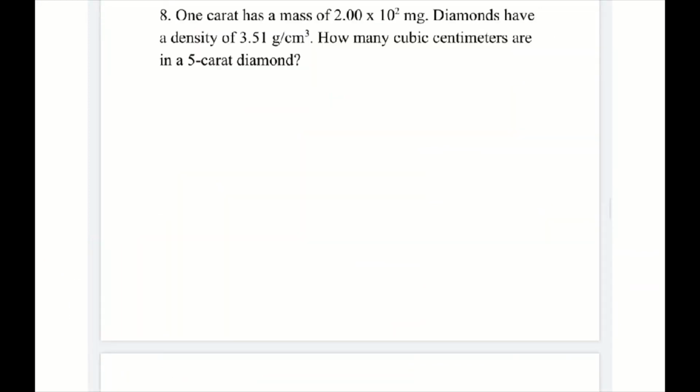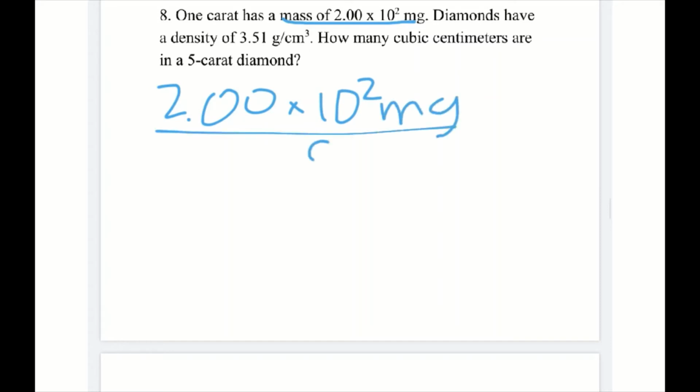So for this question, you obviously need a calculator for this, unless you want to do everything by hand. I mean, it's up to you, of course. So let's read this question. 1 carat has a mass of 2.00 times 10 to the second milligrams. So let's write our conversion factor right here. So 2.00 times 10 to the second milligrams per carat.